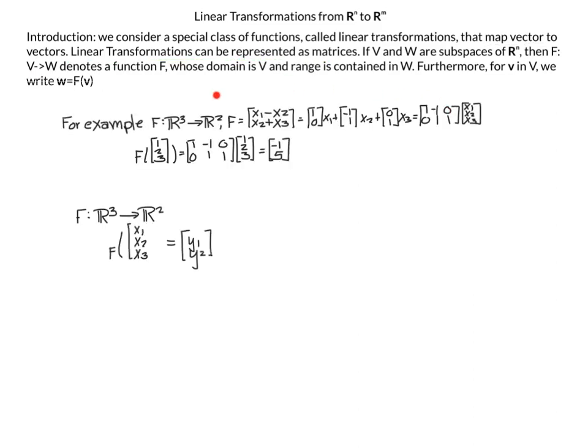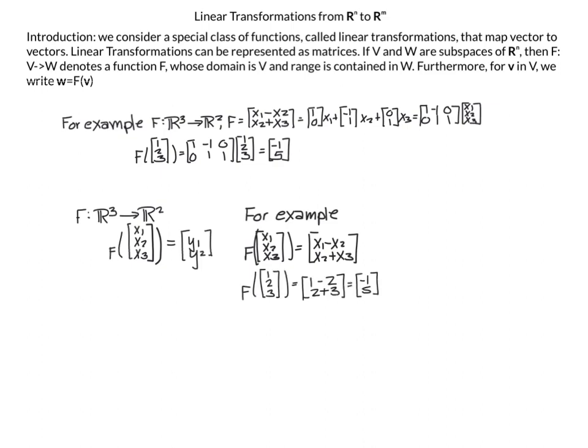I have this example on my summary page. I'm going to expand it a little bit here. We can consider a function F that maps vectors in R3 to vectors in R2. F takes a vector in R3, in other words, one that has 3 coordinates, and gives me a vector that has 2 coordinates. So for example, I could have F of x1, x2, x3 equal to x1 minus x2, x2 plus x3. This maps a vector in R3 to this vector in R2.